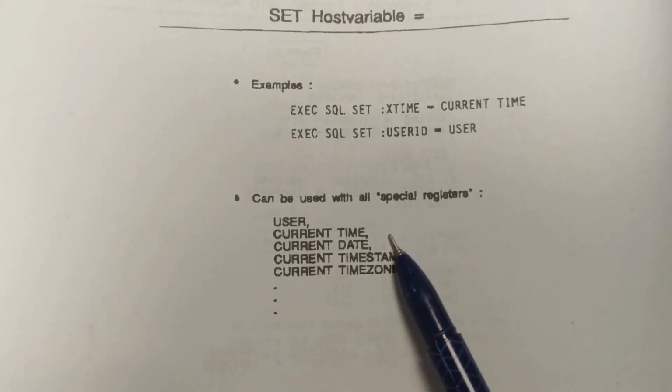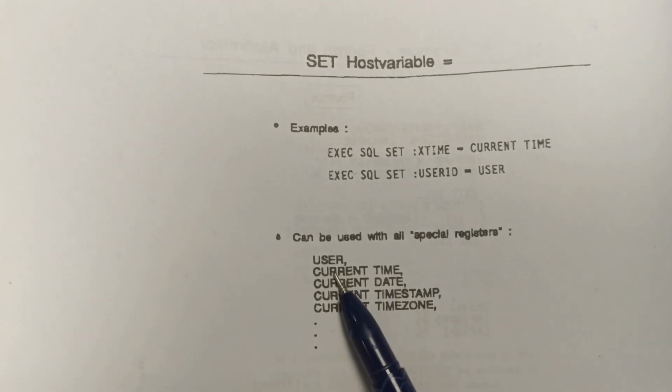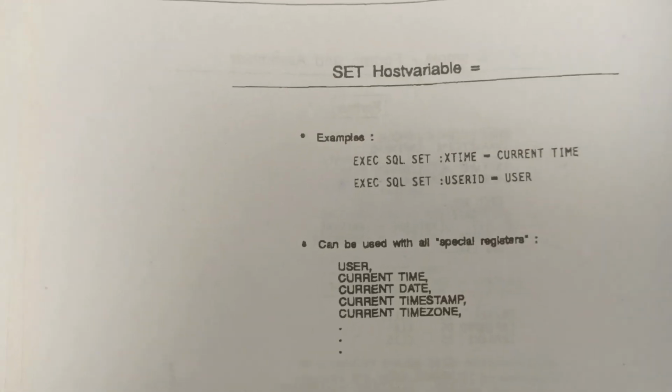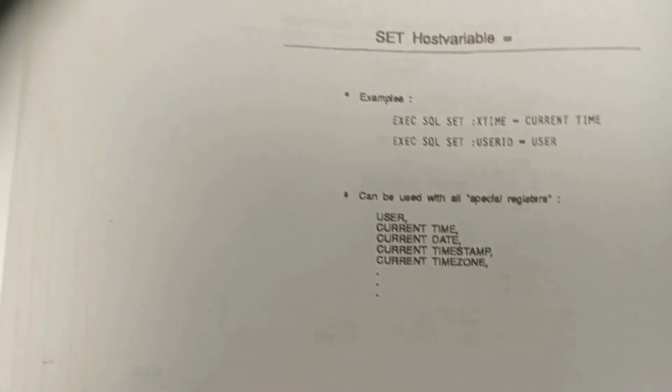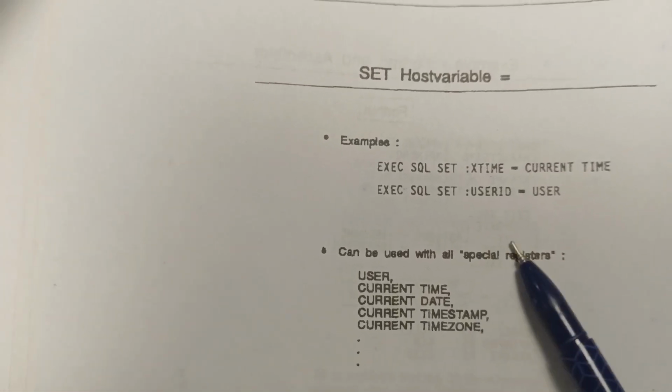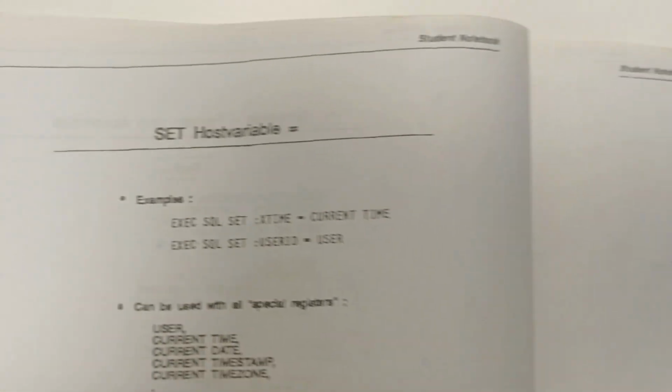Similarly, I am using a user ID host variable, and I am passing the user here. There are other different types of system special registers. We can pass the user, current time, current date and current timestamp here. This is basically passing a system-defined variable. Only this type of variable we have to use with SET host variable.